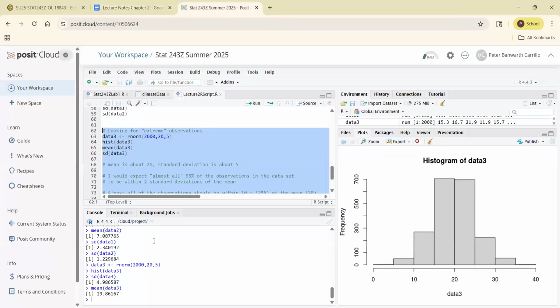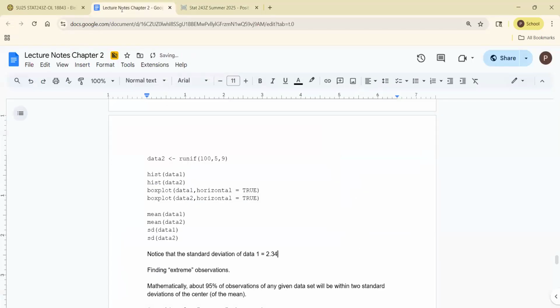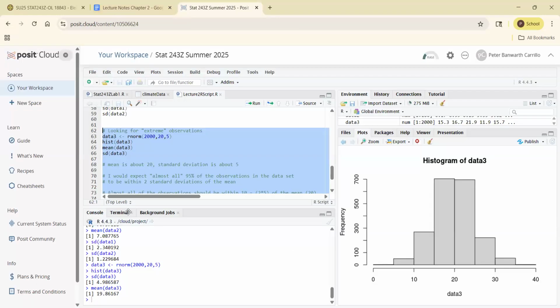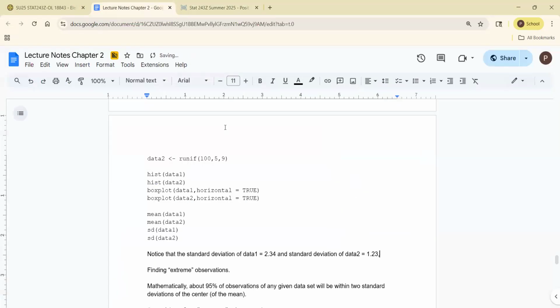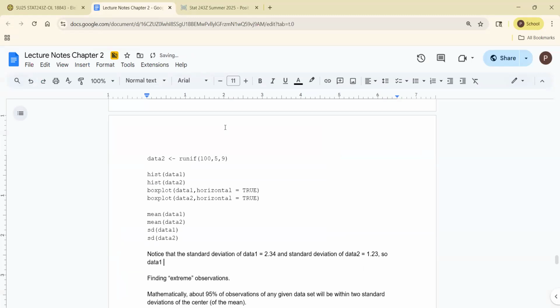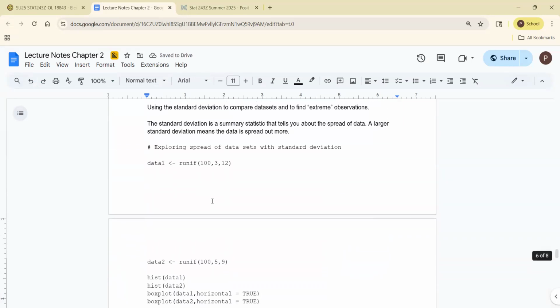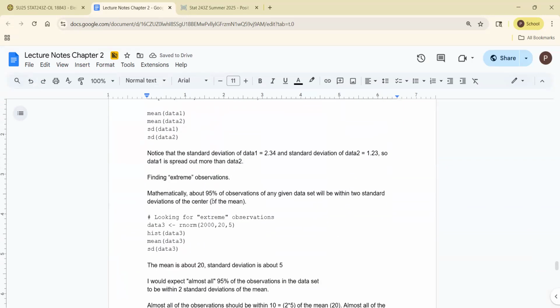Let me hop back over. 2.34. And the standard deviation of data two was 1.23. So data one is spread out more than data two. That's one of our uses for standard deviation of data sets.